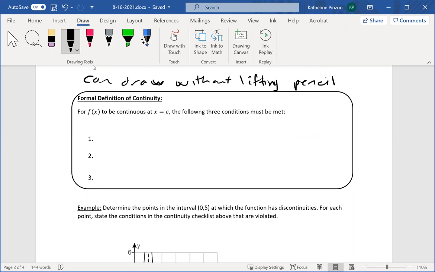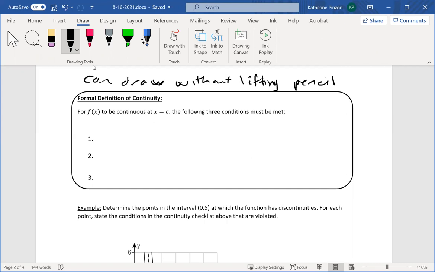It turns out that if we think about continuity in terms of the limits that we did last week, then there are three things that have to happen, okay? If you want the function to be continuous or not broken, then you need it to have no holes, you need it to have no breaks, and you need it to have no jumps, okay? So those are the three things that have to happen: no holes, no breaks, and no jumps.